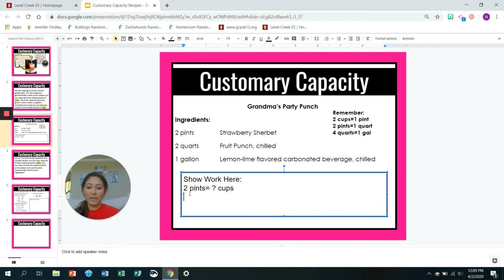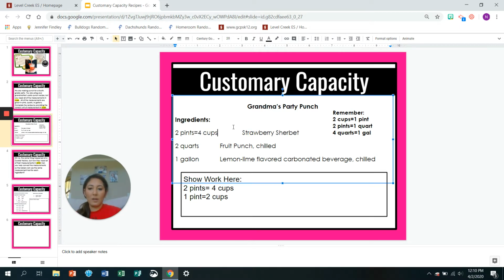So first we need to know 1 pint is equal to, if we look back up here, 2 cups. So if you're going from pints to cups, you're multiplying. 1 times 2 is 2. So 2 times 2 is 4. So 2 pints is equal to 4 cups.